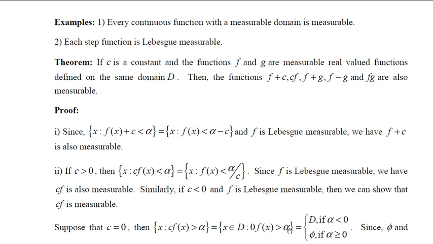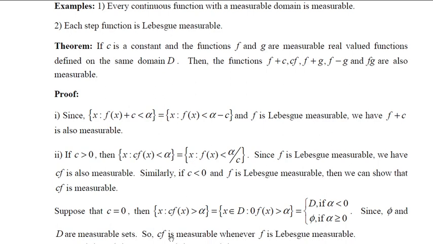If alpha is greater than or equal to 0, say alpha equal to 0, then 0 cannot be greater than 0. So none of the x coming from D gives you 0 greater than 0. Therefore, it is empty. Suppose alpha is positive; 0 cannot be greater than a positive number, so none of x will come. Therefore, in these two cases, this is the empty set. And we know that D is a measurable set and the empty set is also measurable. Therefore, in any case, this set is measurable. Therefore, in all these cases, we have proved that c times f is measurable. Now, let's move on to the next one.